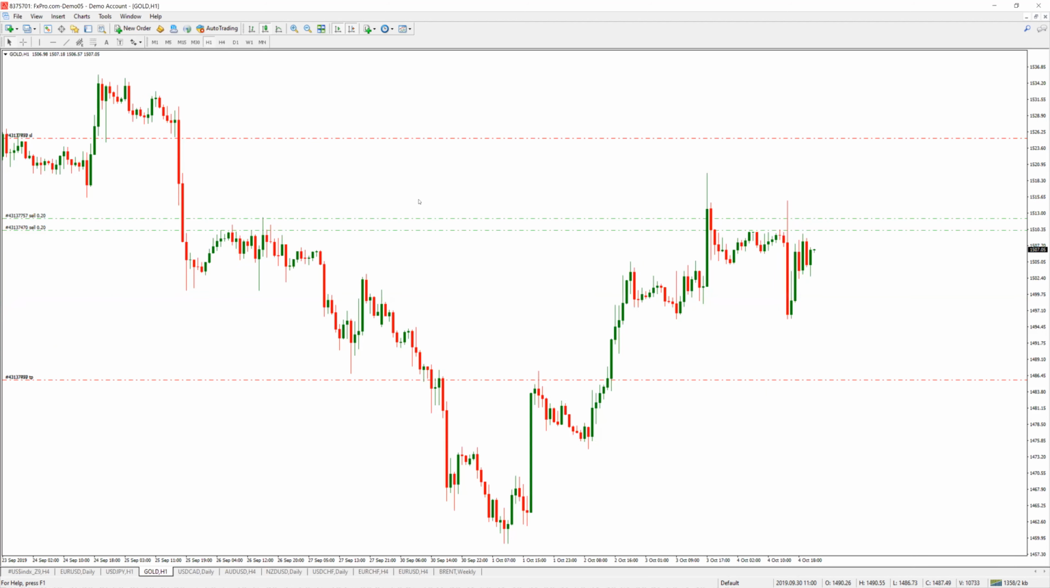So, the moment you decide, okay, this is the zone that I'm going to trade on, this is the demand level that I'm going to focus on, is crucial, right? Because if you mess up that one, then everything is not going to work.